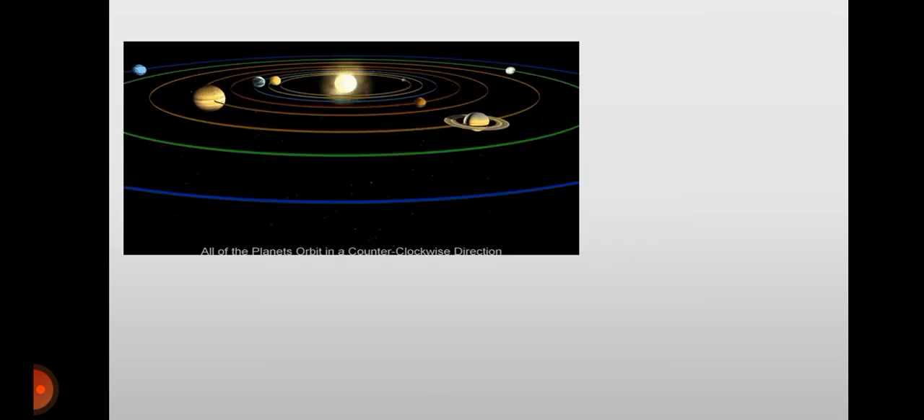Moving ahead, you can see a beautiful solar system where all the planets are moving around the Sun. You can see different lines like blue, yellow, orange, red, and so on and so forth. So, what are these lines called? These lines are nothing but orbits.